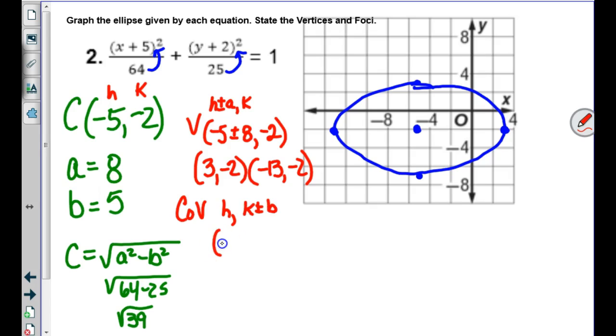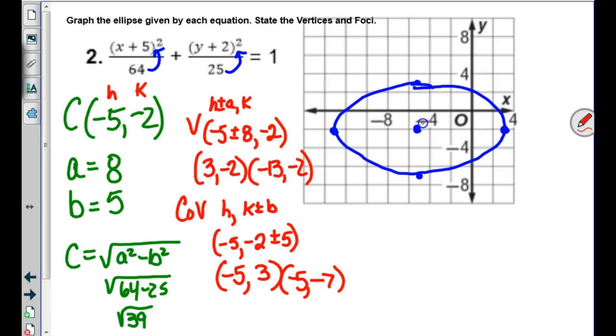The co-vertices, what's the formula for that? Okay, so h was -5, k was -2, plus or minus b, which was 5. So those co-vertices would become -2 plus 5 would be 3, and -2 minus 5 would be -7. So left 5 up 3, left 5 down 7. Seems right?